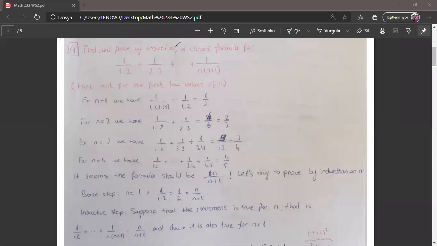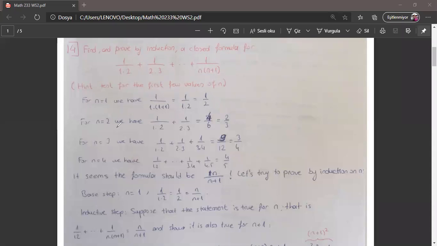Now we will find a closed formula for this one first. Then we will prove our claim by induction. So let's try that for some values of n. For n equals 1, we have this, 1 over 2. We just put n equals 1 and get 1 over 2.